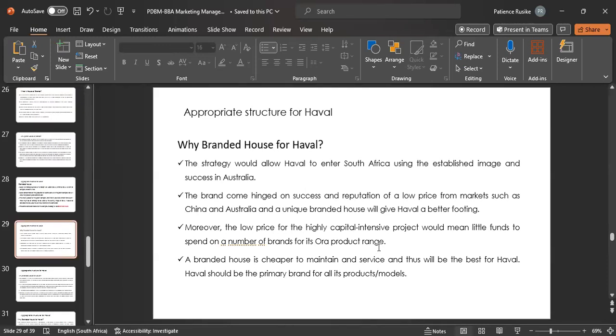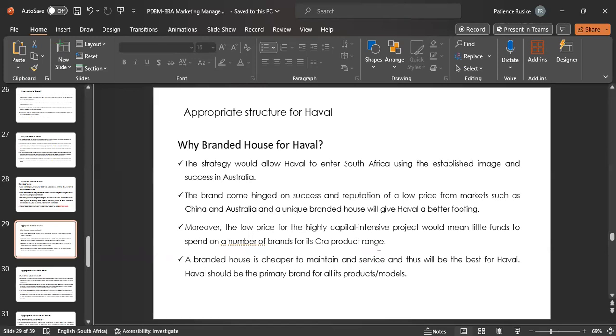So why this branded house for Haval? We are saying this strategy will allow Haval to enter South Africa using the established image and success in Australia. If you check, you'd realize that Haval has successfully entered the market of Australia. So they've got an established image or brand in Australia. Because of that, they can use that success as a means of marketing to the South African market, without using any other brand, because they've used the single brand of Haval in Australia.